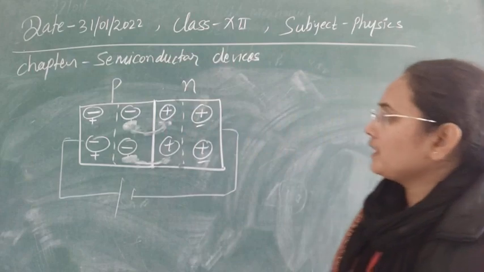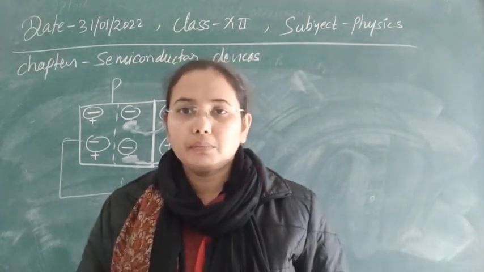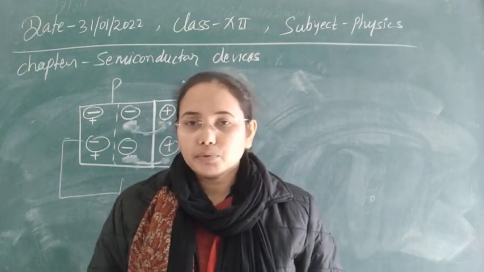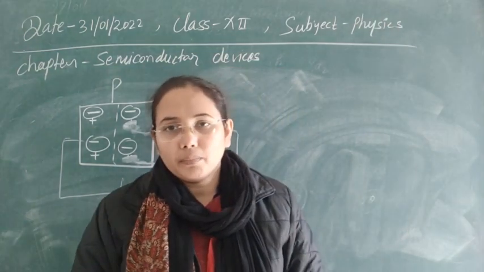So these are the two ways to connect our PN junction diodes and do the biasing, and by using these biasing processes we can reduce this depletion region and then conduction current can be obtained easily.